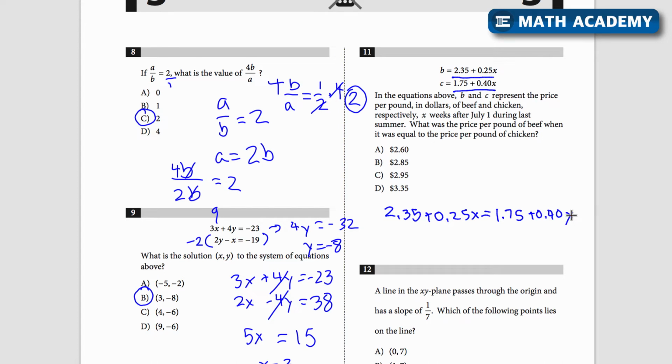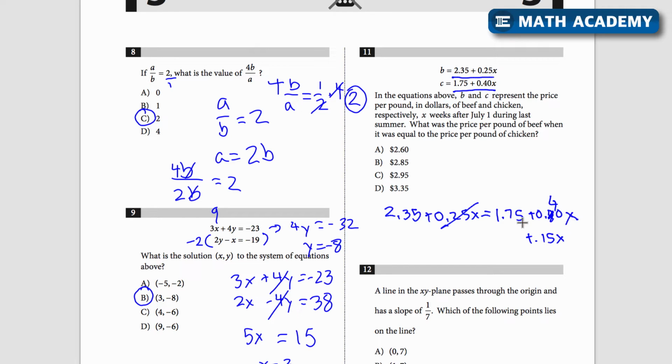I want to get x by itself. That's a 4 right here. I want to get x by itself, so let's subtract 0.25x from both sides. This is going to be gone. I would end up with plus 0.15x. 0.40 minus 0.25 is 0.15.